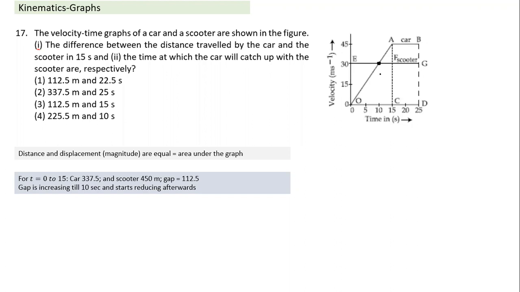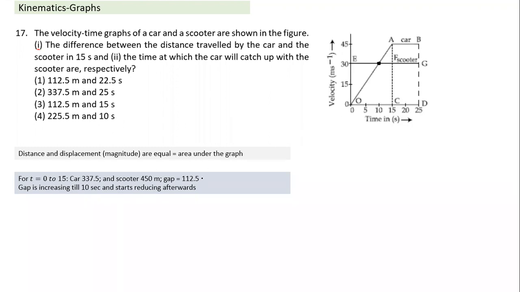From 0 to 10 seconds, the scooter has higher velocity and the car has lower velocity. If they start together, the scooter will gain a lead on the car. This is the instance when velocity becomes equal, and this is the time when the gap is maximum. Afterwards, the gap will start shortening. That's what we should understand here. We should understand the graph well. The gap is increasing until 10 seconds, and then it starts reducing afterwards. That's another thing you could have understood from the question.